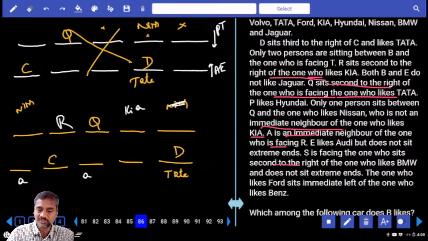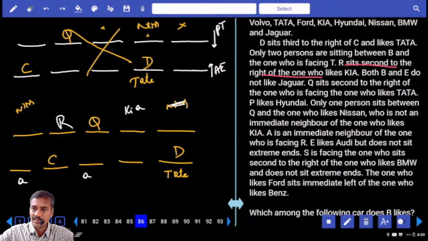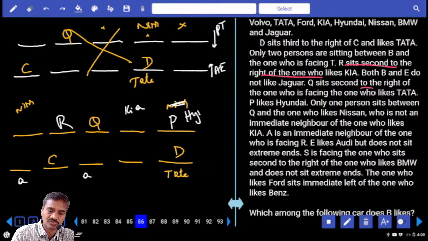Hence we have one more piece of information here. R sits second to the right of the one who likes Kia, and both B and E do not like Jaguar, and Q sits second to the right of the one, and P likes Hyundai. As P likes Hyundai, where should this be? P must be here, and P likes Hyundai.